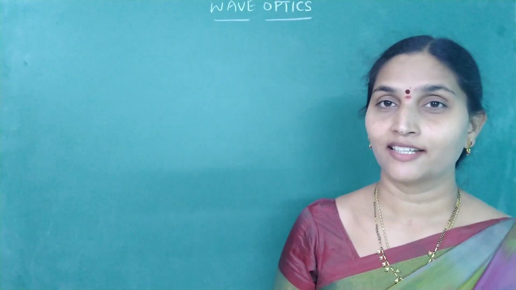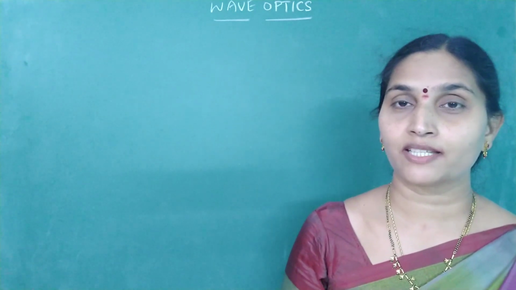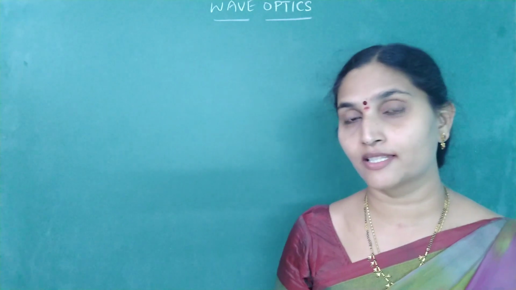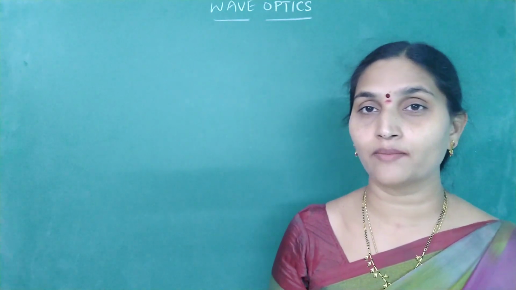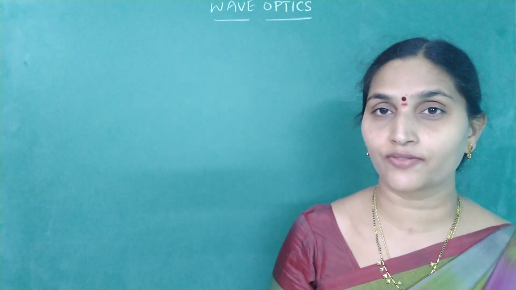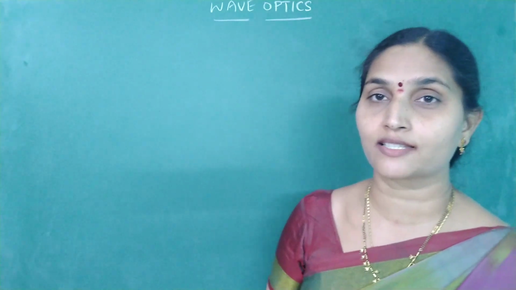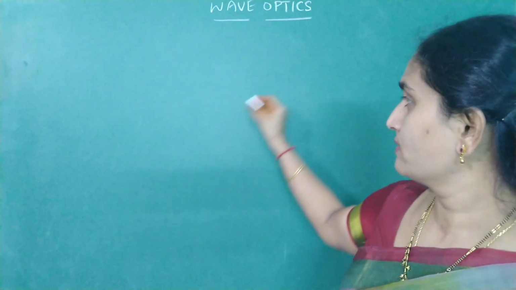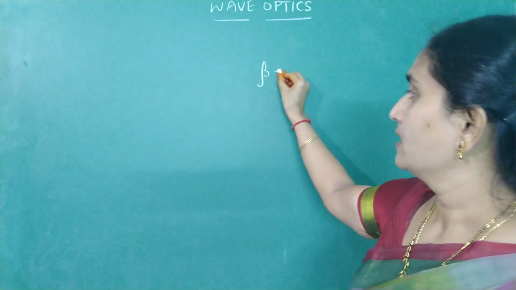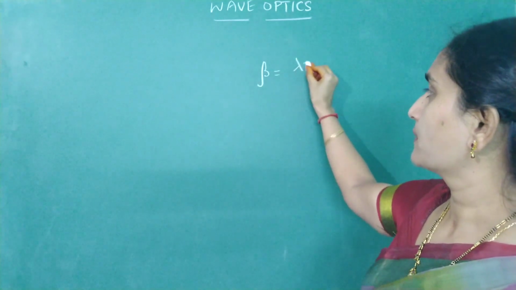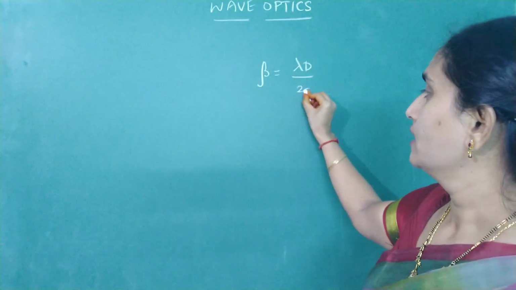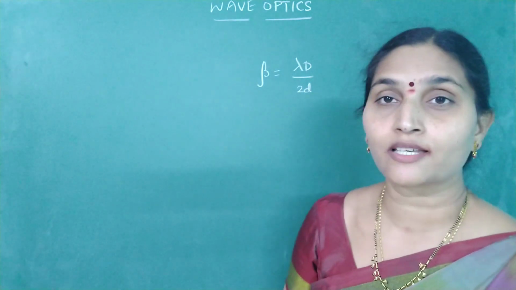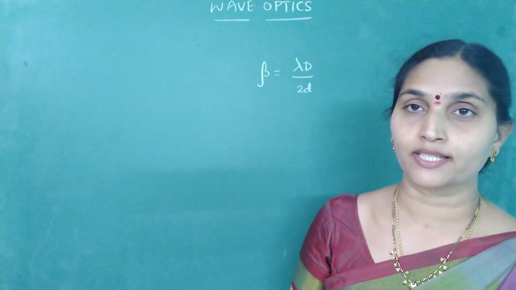Welcome back, children. In the previous class of wave optics, we discussed Young's double slit experiment, and I already told you how to determine the fringe width by making use of it. So what was the formula for fringe width? Beta is equal to lambda D by 2d. Remember, 2d itself is the distance between the two slits.